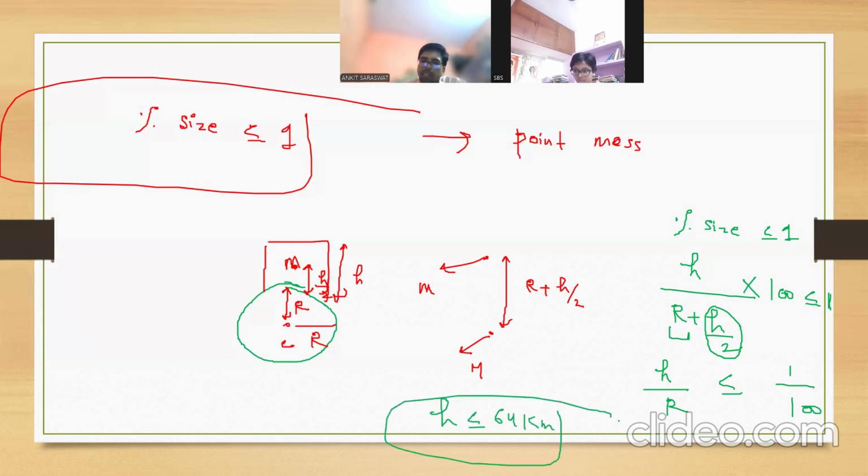Clear? So what condition did we find? If the height of a building or any body on the surface of the Earth is less than or equal to 64 kilometer, then we can say it is a point mass.